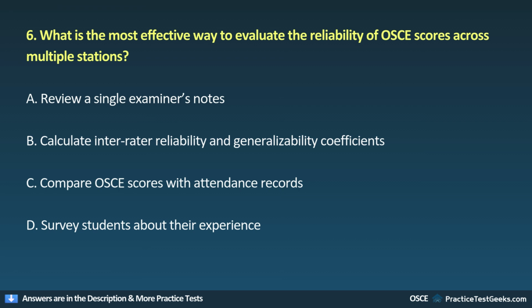6. What is the most effective way to evaluate the reliability of OSCE scores across multiple stations? A. Review a single examiner's notes. B. Calculate inter-rater reliability and generalizability coefficients. C. Compare OSCE scores with attendance records. D. Survey students about their experience.